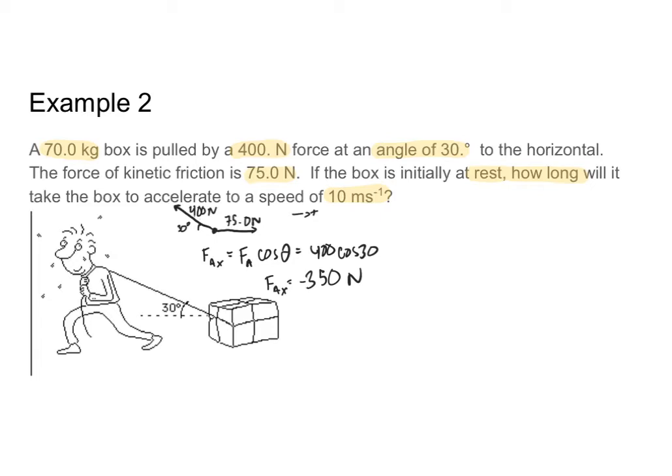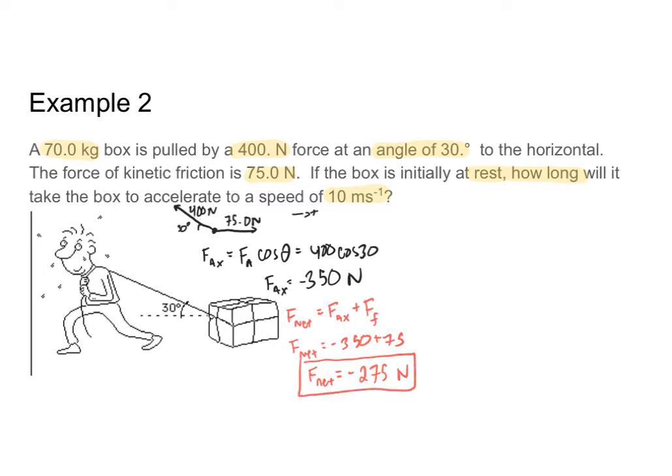Now I can find my net force. So F net is equal to my applied force in the x direction plus my frictional force in the x direction, giving me that F net is equal to negative 350 plus 75, or F net equals negative 275 newtons.